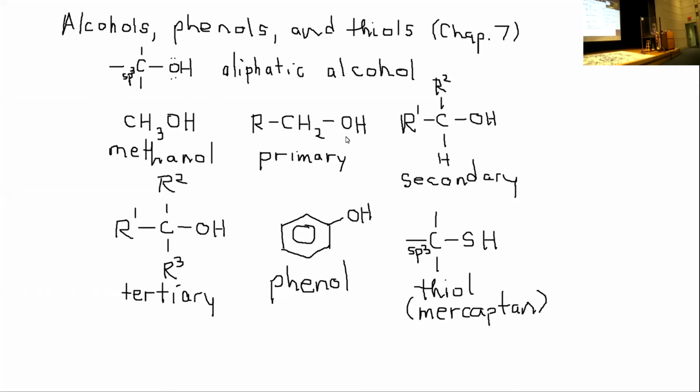But basically, the VSEPR shape of the oxygen in an alcohol will be tetrahedral, such that the oxygen's at the center of a regular tetrahedron, and the hydrogen on the OH and the carbon attached to the oxygen will be at 2 of the 4 corners of the tetrahedron. And at the other 2 corners of the tetrahedron, you'll find your 2 lone pairs on oxygen. So it's very similar structurally to water. You're just replacing one of the hydrogens in water with an alkyl group. And similar for thiols.